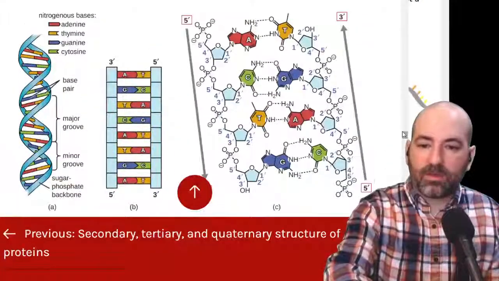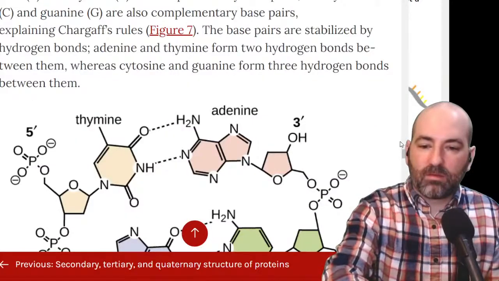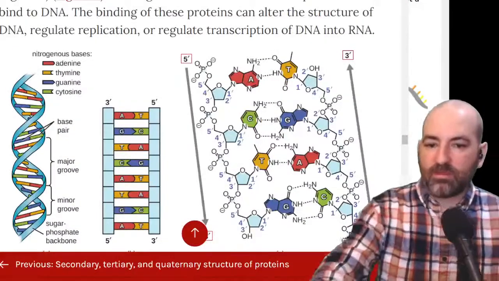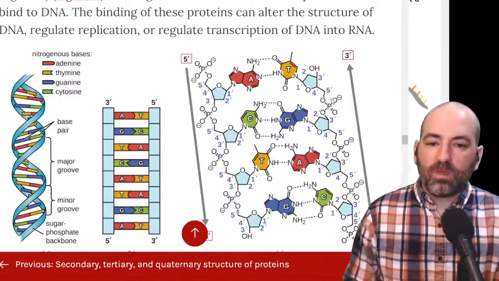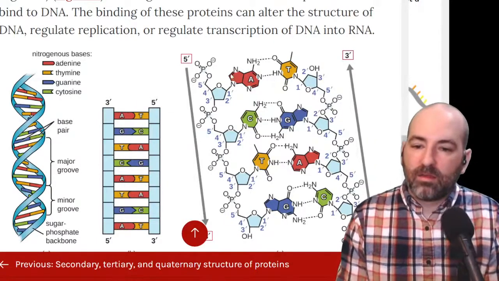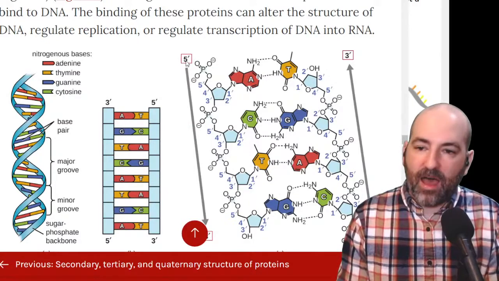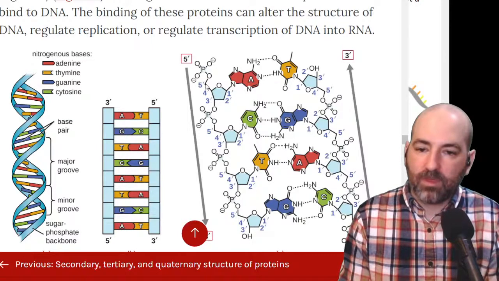Let me see if I can make this bigger. I can't really make the picture bigger, but hopefully you can probably see that. So on the left side, we're starting at the 5 position here, which is the carbon coming off of the ring.